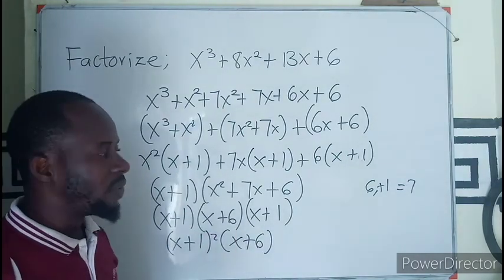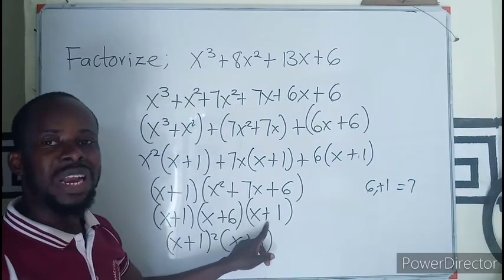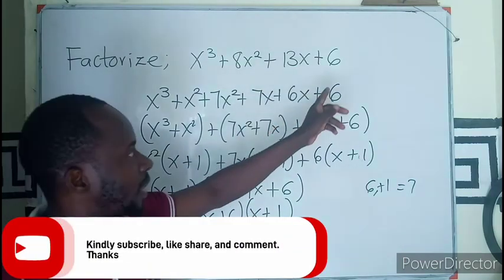So this is how we factorize it. Because of the power of 3, we will be expecting to have 3 values of x if this were to be an equation equals to zero.